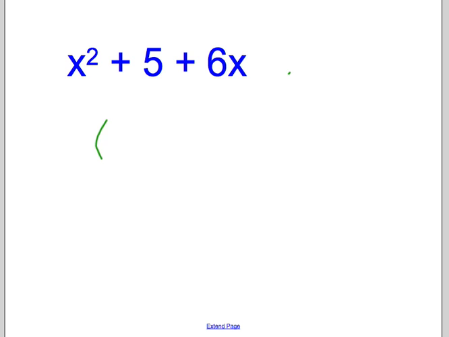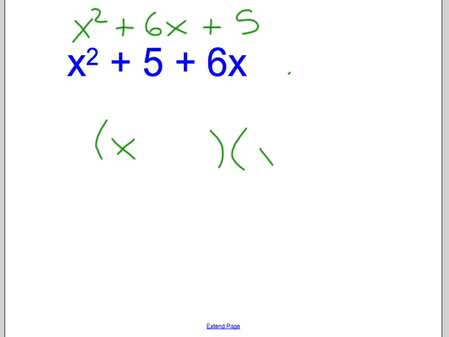So we need to change the order a little bit by putting the 6x in the middle and the plus 5 on the end. So then I have x and x. Look at the sign. It is positive. That indicates they're going to be the same. And so we look at our first sign to determine what it will be. And then find the factors of 5, and there's only one set of factors for 5, 1 and 5. Can that have a sum of 6? Well, 1 and 5. So it doesn't matter. It can be 5 and 1, it doesn't matter.